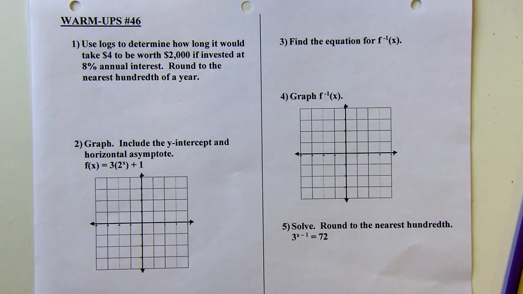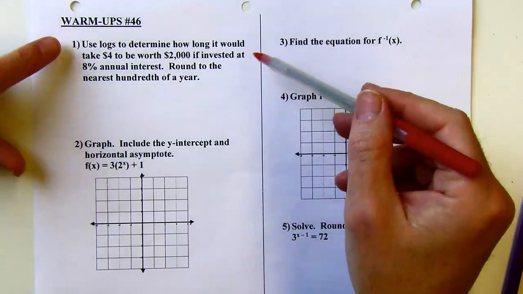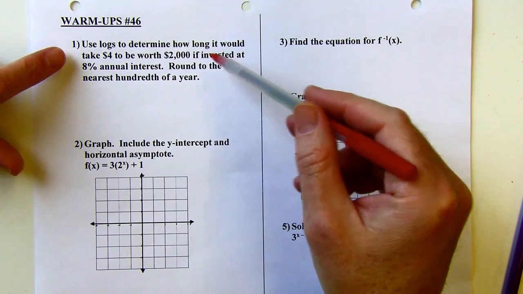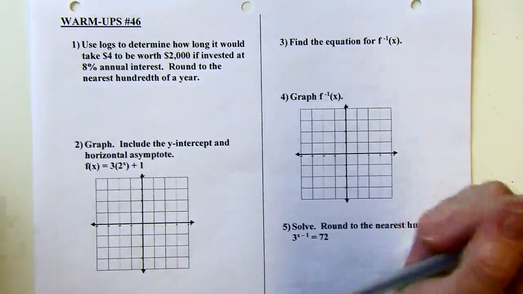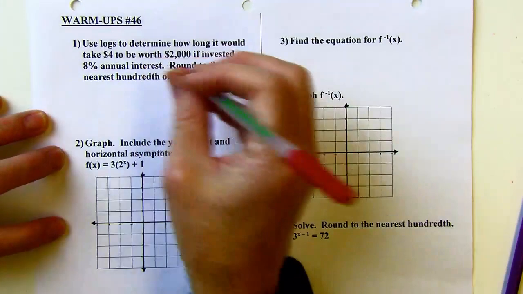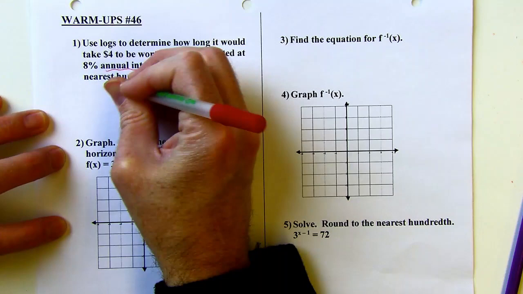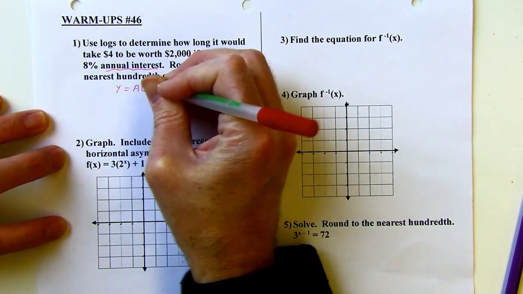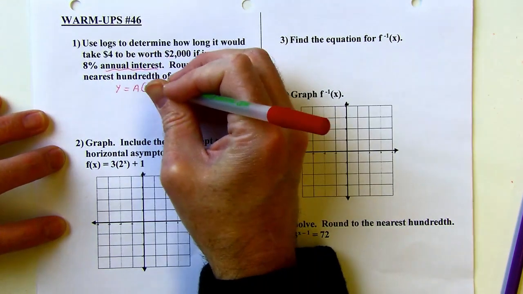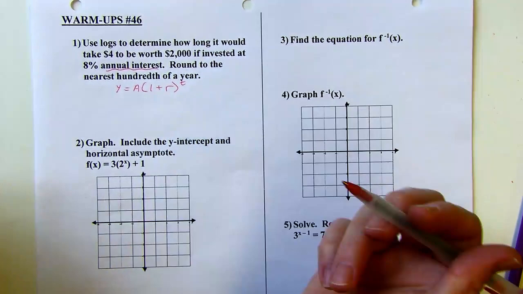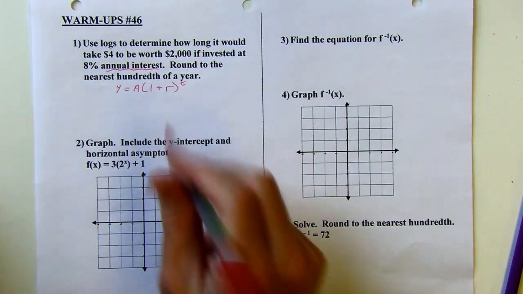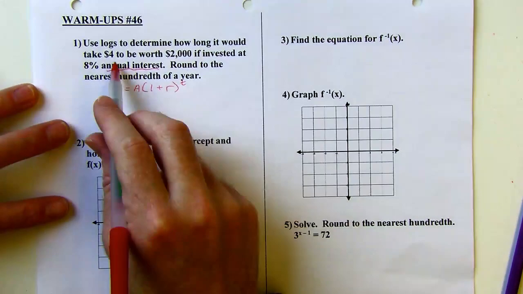Okay, here's warm-up number 46. Use logs to determine how long it would take for $4 to be worth $2,000 if invested at 8% annual interest. Okay, annual interest, so we're using y equals a times 1 plus r to the t. You could use the one with the n's, but the n's are just going to be 1, so it'll simplify to this anyways.